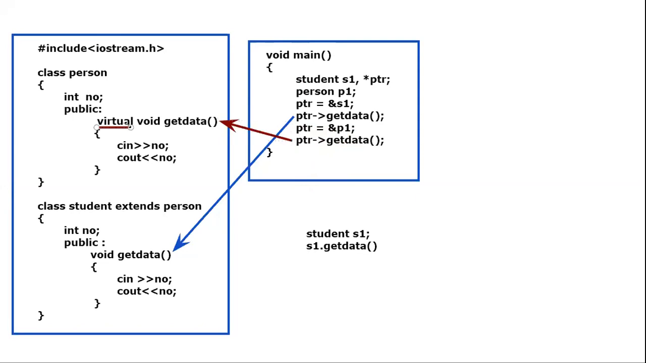Okay, so how to make your function virtual? Using the keyword virtual. That's it. Understood? And this program, understood?